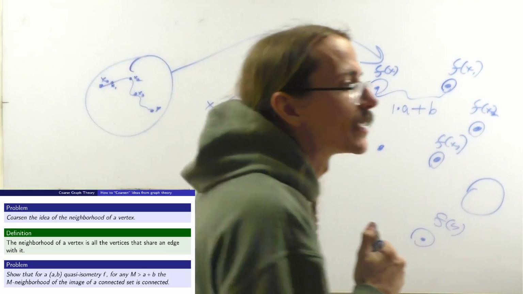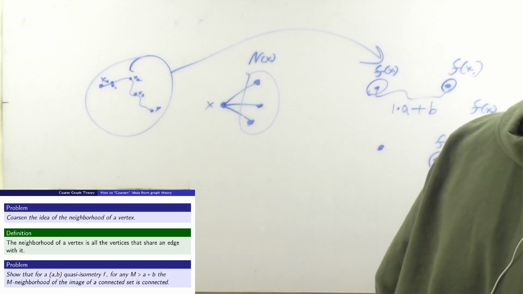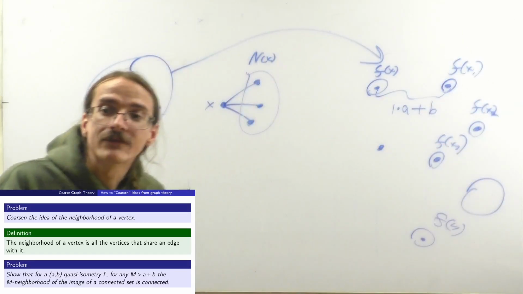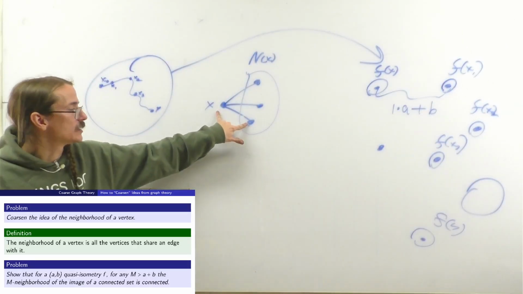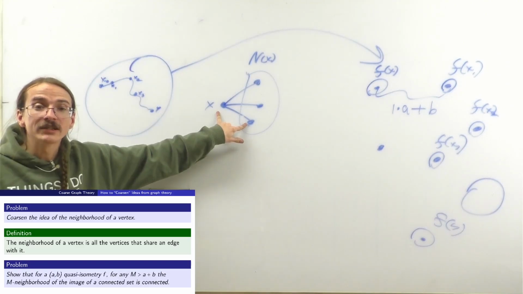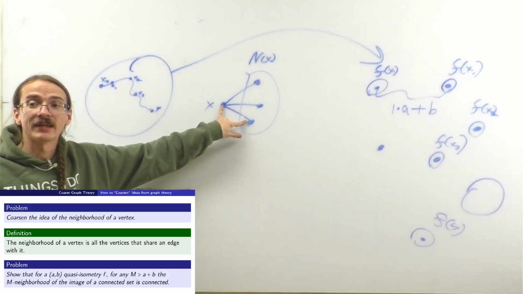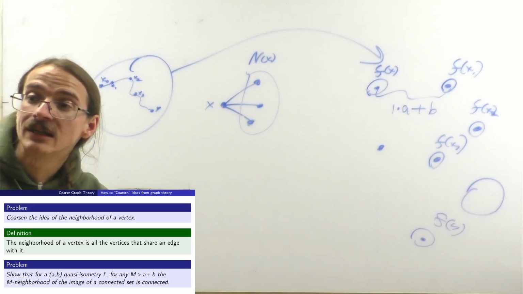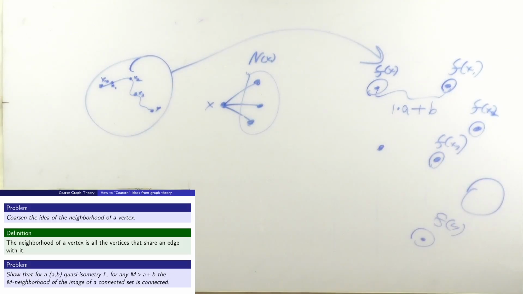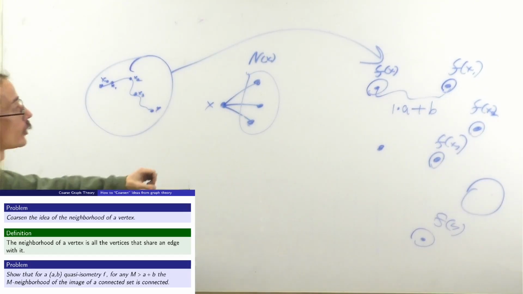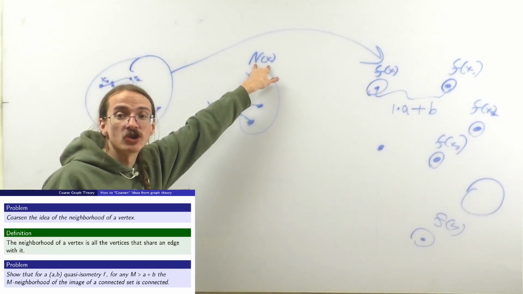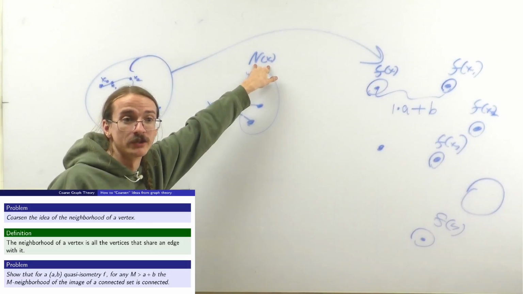Okay, I guess I left this up as a problem for me to talk about. We coarsen the idea of a neighborhood of a vertex. The ordinary idea, the mundane graph theory notion, is that it's all things that are distance 1 from it. We're changing that to mean it's going to be all things that are distance at most m. And now we've attached this scale m to our problem. So instead of talking about the neighborhood, we're going to talk about the m-neighborhood.